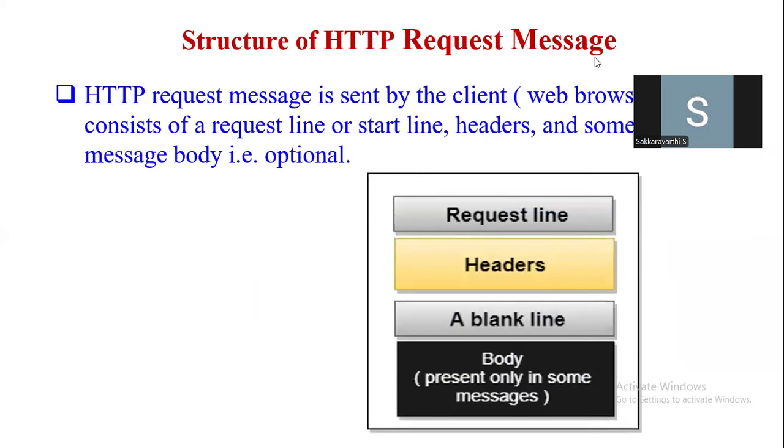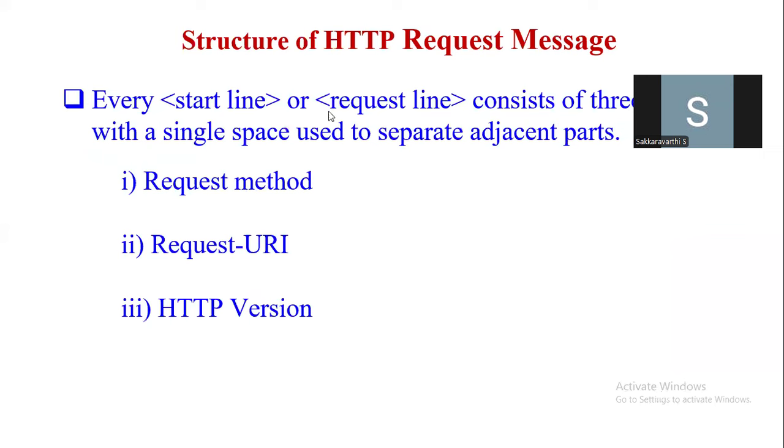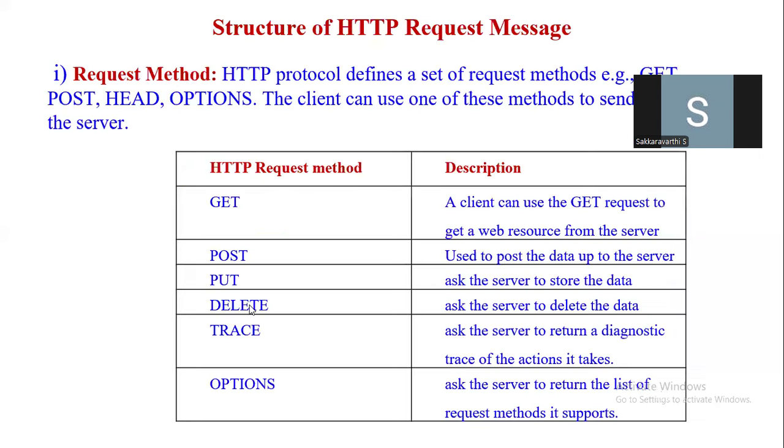Structure of HTTP request message. Every HTTP request message consists of a start line, request headers, a blank line, and an optional message body. Let's see about the request line. The request line, or start line, in turn consists of three parts: one is the request method, another one is the request URI, and the HTTP version.